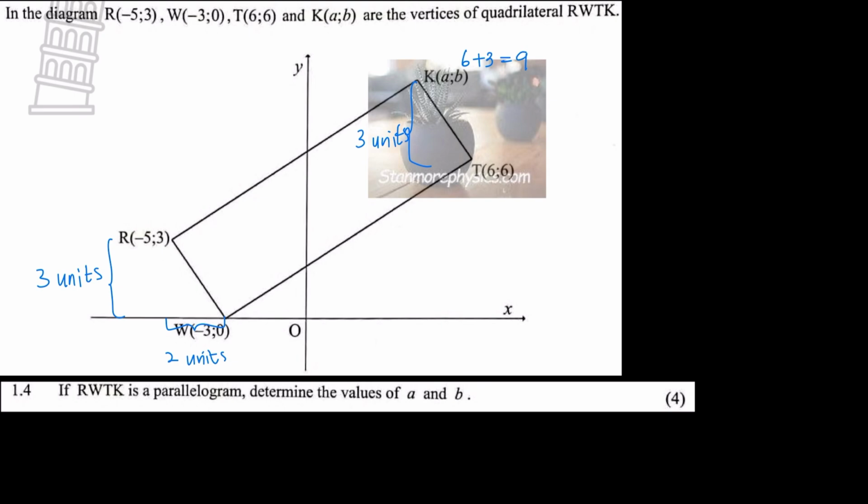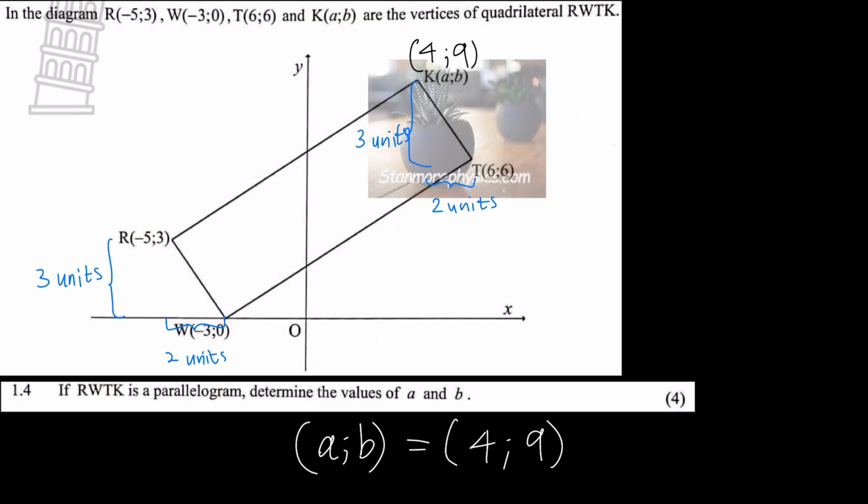The B value. Next, let's look at the x, or the horizontal. That's 2 units. So that means the B coordinate is going to be 6 minus 2, since it's going to the left, which is 4. So let's just summarize the coordinate here. The coordinate K is going to be 4 and 9.